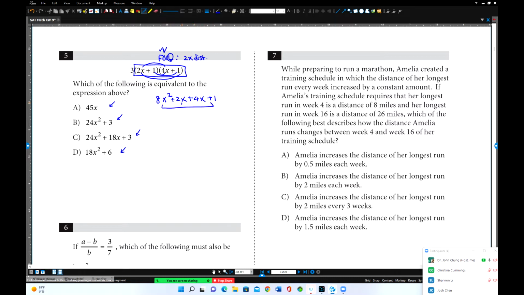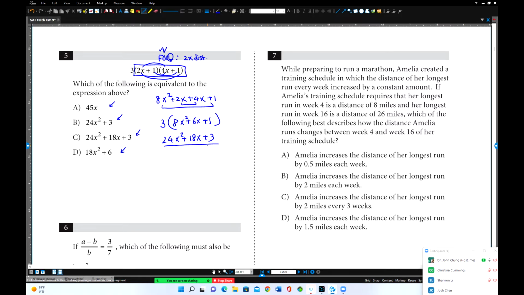Simplify because we have like terms there: 8x squared, 6x, and plus 1. We still have to multiply over here. Okay, so we need to multiply again. 3 times 8, 3 times 6, 3 times 1. Yeah, that is expanded form.